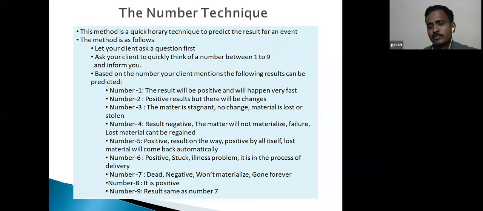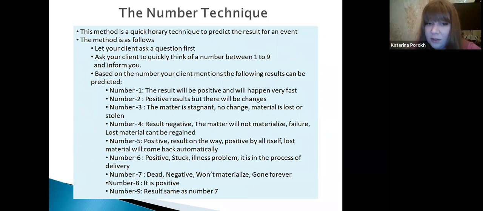Okay, and similarly, if it is 5, then it is a positive result. Okay, and then if it is about a material, then you can always say if something is lost, if somebody says 5, then you can always say that the material is going to come back. That means they will not lose the thing. Если у нас цифра 5, то результат у нас позитивный, он уже в пути, сам по себе позитивный. И если это касается чего-то потерянного, утерянной вещи, человек спрашивает, найдет ли он ее, то ответ будет, что да, потерянное вернется к вам, само собой.